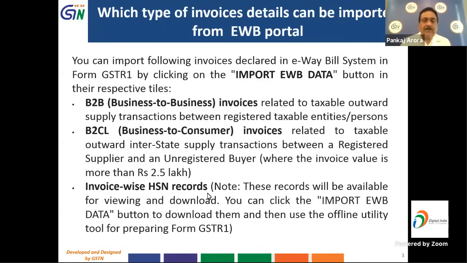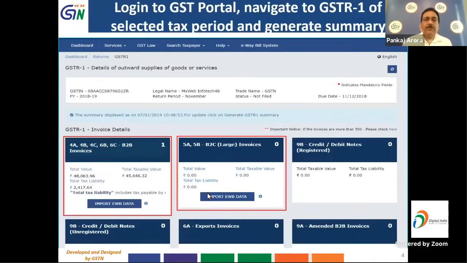And you can also use the offline utility which is available in the offline download utility tools available on the homepage of GST systems. So to use this facility, first you will have to log in to the GST portal using your valid credentials, username and password. Then you can navigate to the return dashboard, navigate to GSTR1 and select the tax period for which you are preparing the Form GSTR1.